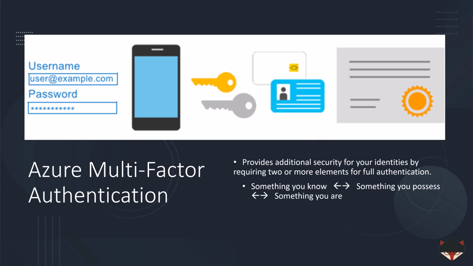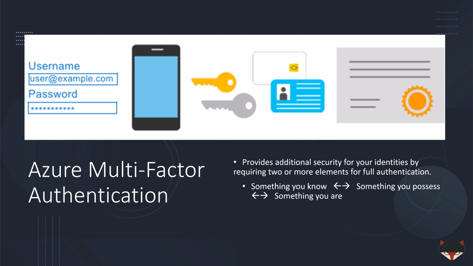Multi-factor authentication provides additional security for identities by requiring two or more elements to fully authenticate. These elements fall into three categories. Something the user knows, this might be a challenge question. Something the user has, this might be a code that is sent to the user's mobile phone. Something that the user is, this is typically some sort of biometric property such as a fingerprint or face scan. Azure Active Directory authentication is Microsoft's service that provides multi-factor authentication capabilities.